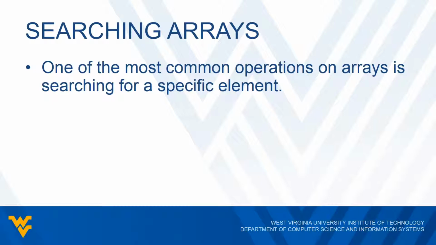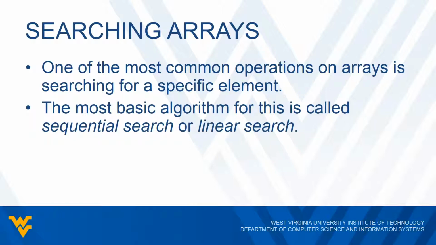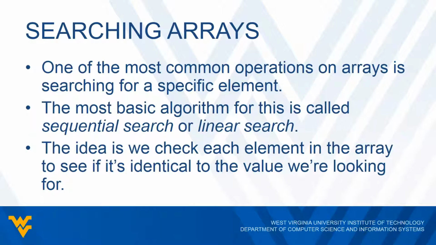Now, there are several ways that we can do this, and the most basic approach is called the sequential search, or a linear search. The idea is pretty simple. We just simply check each element in the array to see if it's identical to the value that we're looking for. If it is, then we have found it. If not, then we'll just check the next element in the array. And we just keep repeating this until we either find it or we go to the end of the array and we can conclude that the element's not in the array.